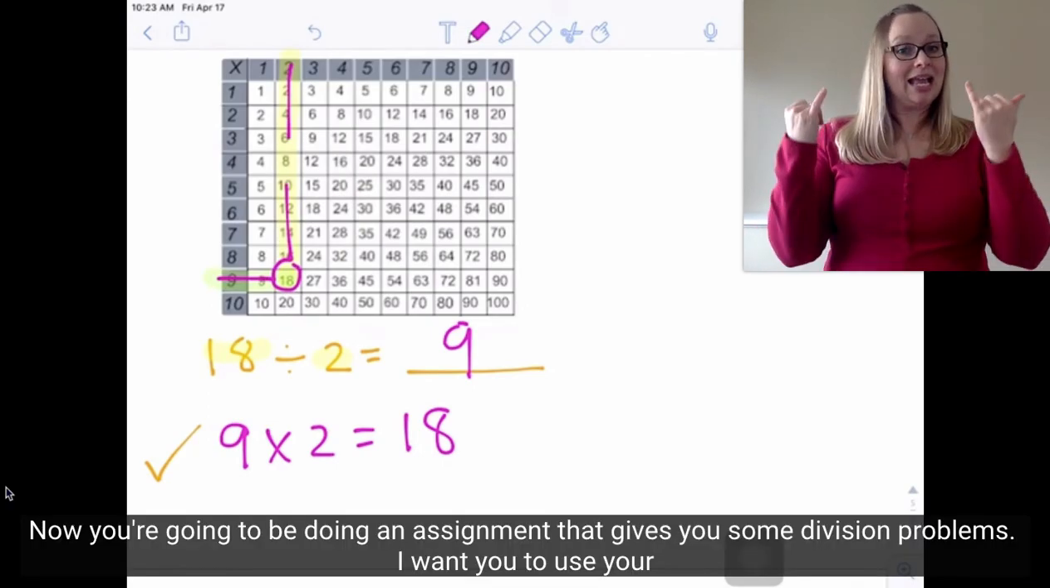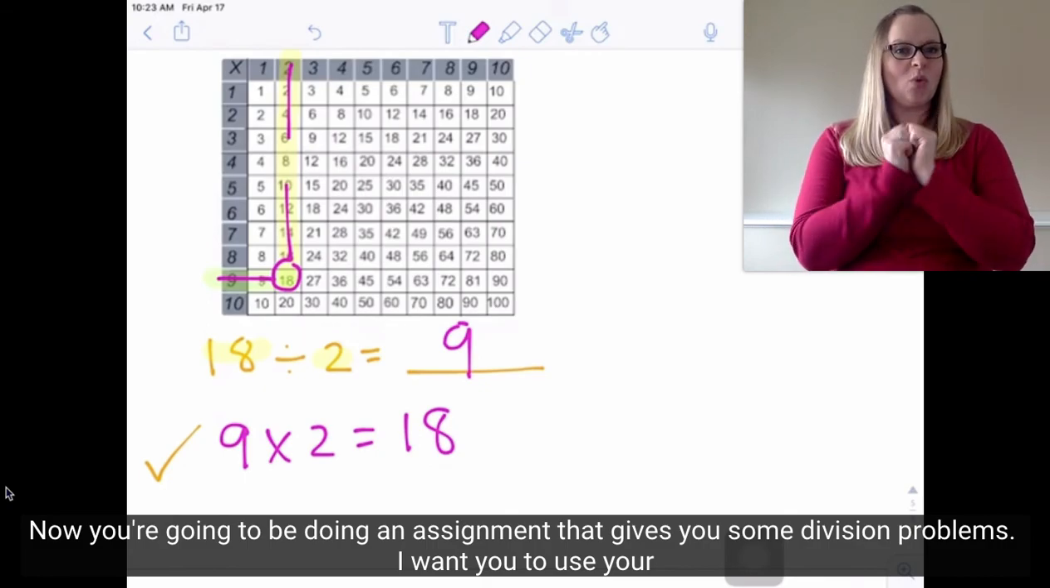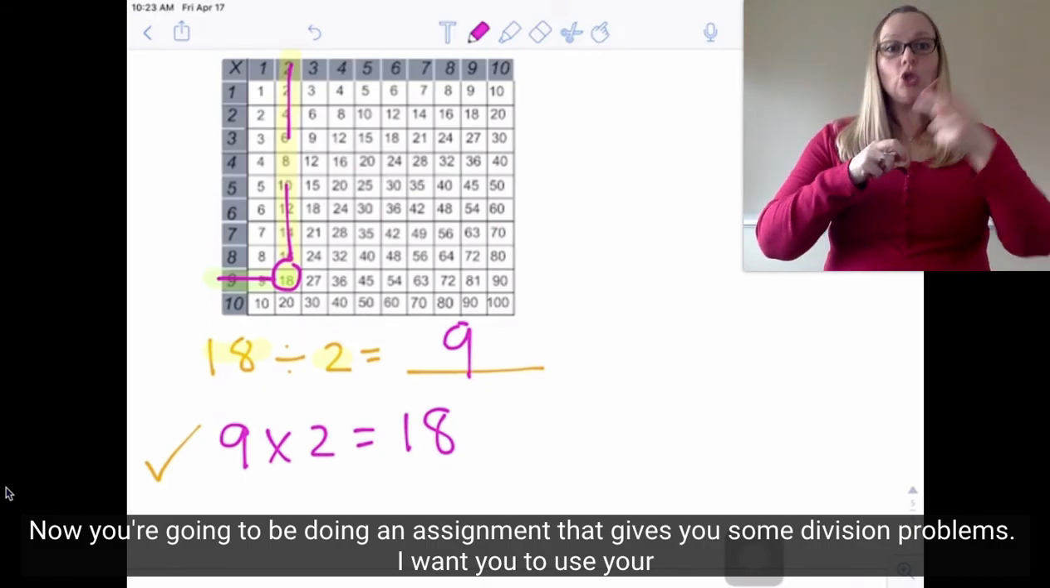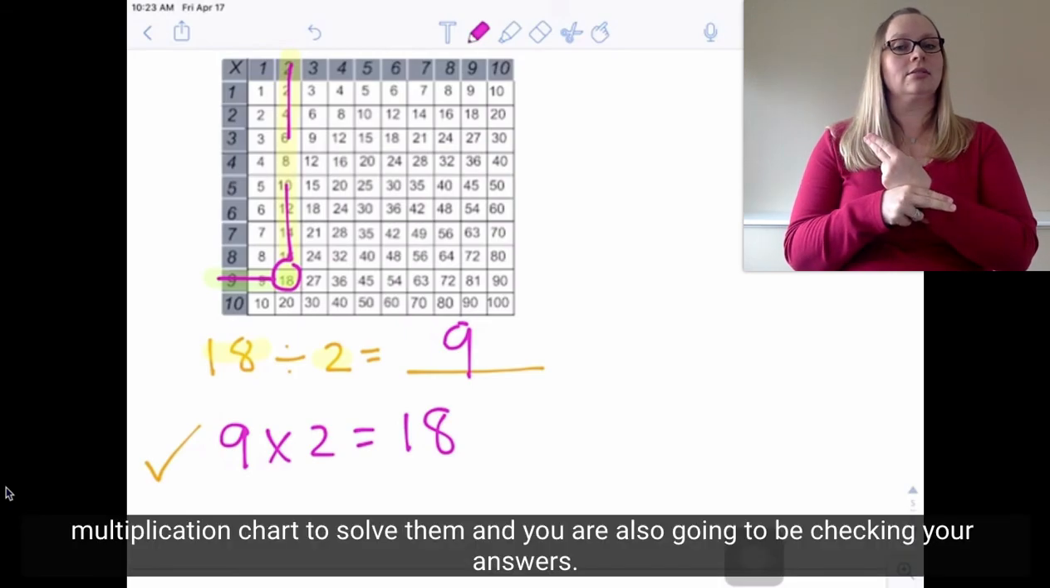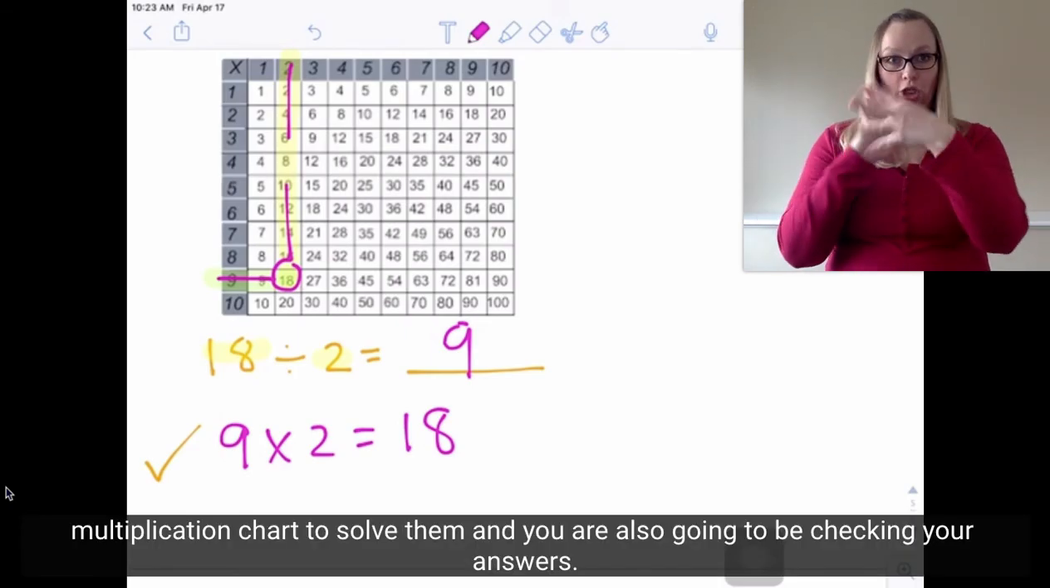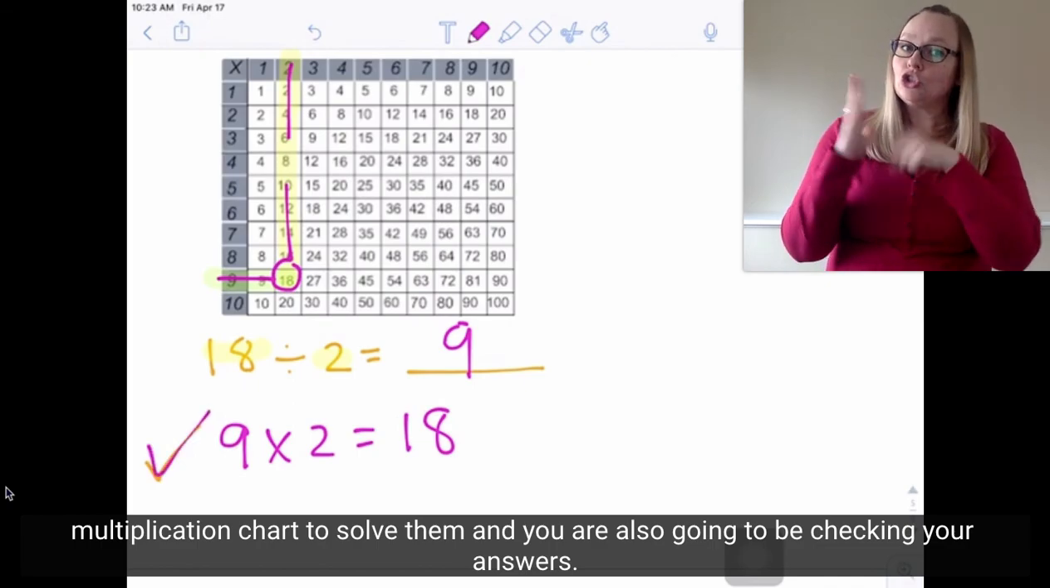Now you're going to be doing an assignment that gives you some division problems. I want you to use your multiplication chart to solve them, and you are also going to be checking your answers.